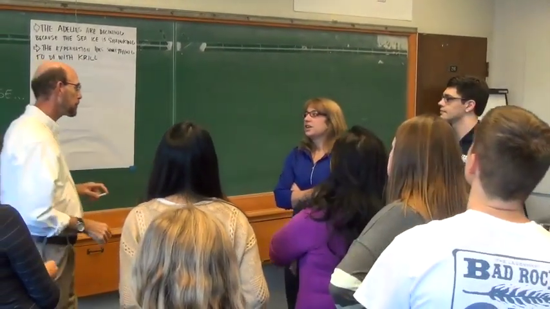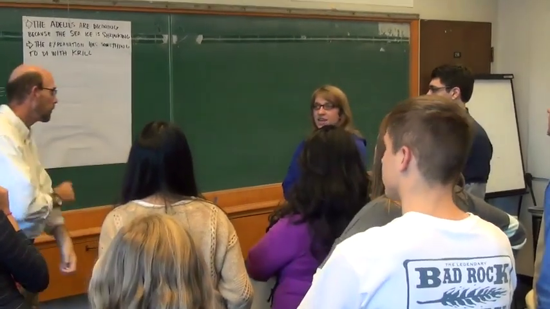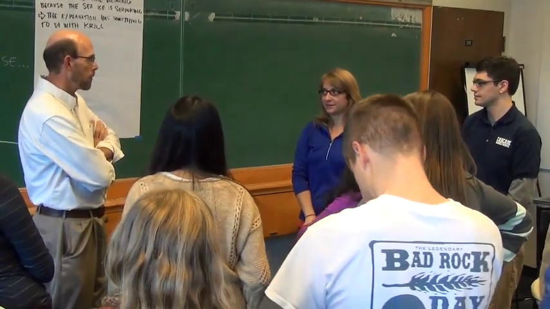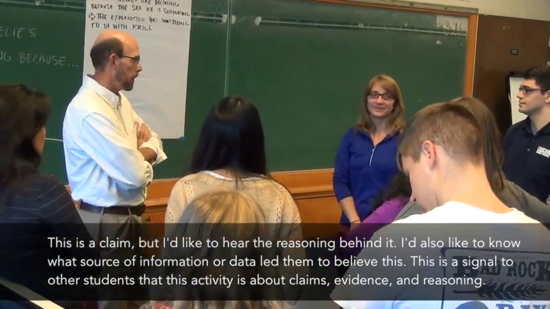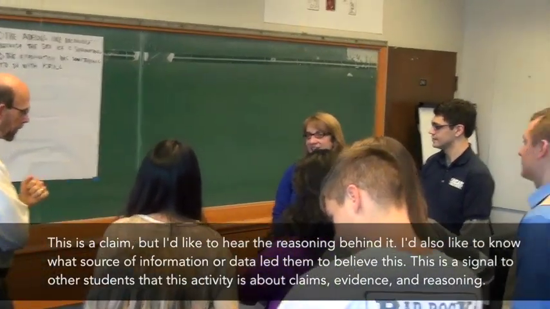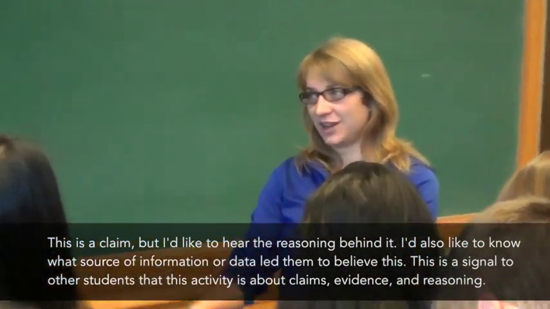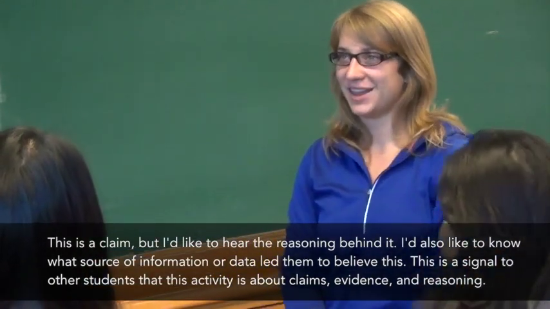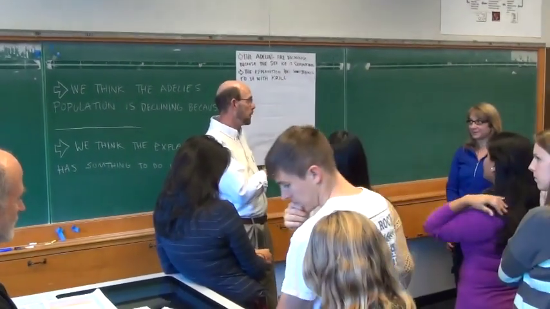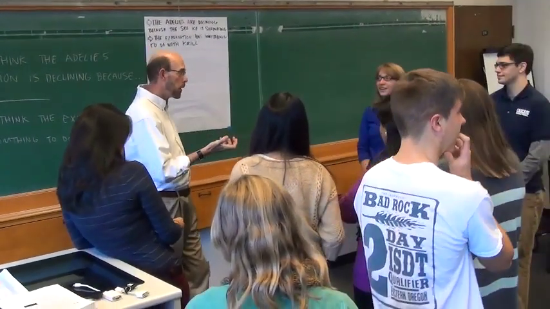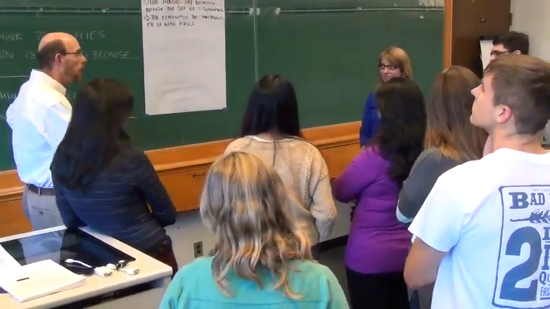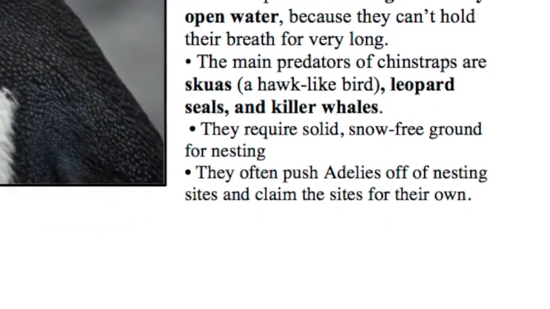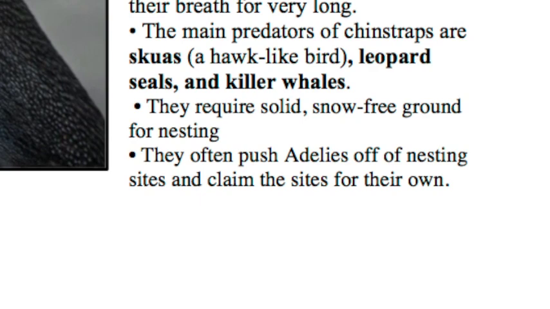So go ahead. We think that explanation has something to do with the overlapping breeding niches of the chinstrap penguins and the Adelie penguins. Okay, can you say a little bit more about that? Because in the readings, it said that the chinstrap penguins pushed the Adelie penguins off their nests because they wanted them for themselves, and then that killed the Adelie baby eggs. Is that claim based on data, or is it based on information that you read, or a video? Information we read. Which was what? That the chinstrap penguins pushed the Adelies off their nests to have them for themselves.